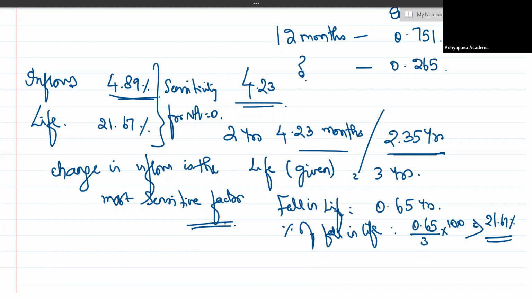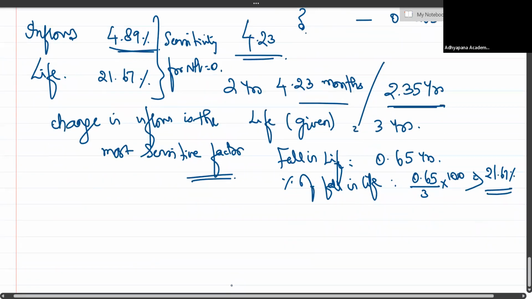So here I found the inflows is most sensitive. So I will make sure that there is no high adverse effect in terms of inflows. If there is a high adverse effect in terms of inflows, it will affect the profitability of the project. So this is when NPV is 0, where the sensitivity analysis is measured.